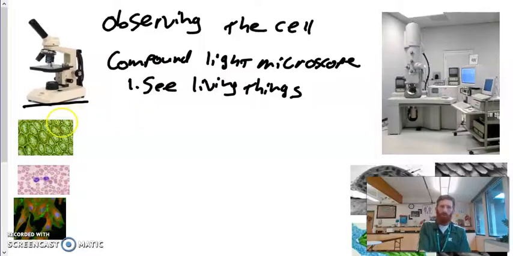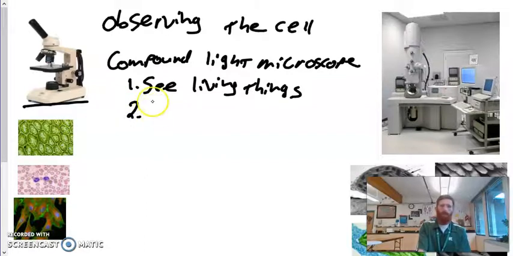So it can also see dead things. But I want to have this here so that we can contrast it with the electron microscope, which can't see living things. The specimen has to be dead for the electron microscope to work. But we're not there yet. So that's what I mean by see living things. We can actually observe living cells and living processes using the compound light microscope.